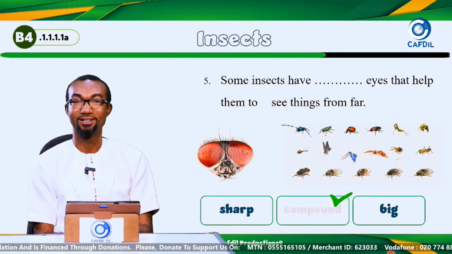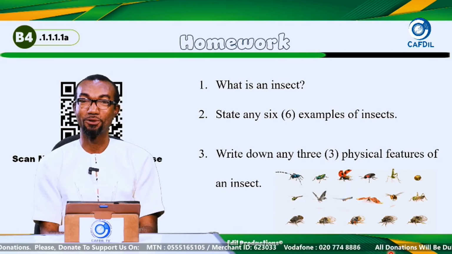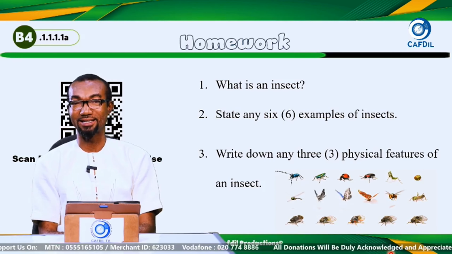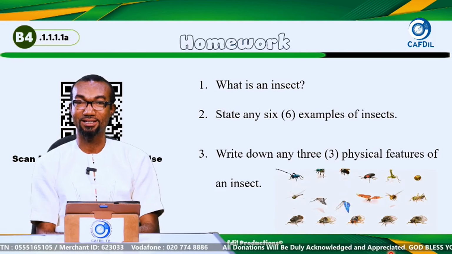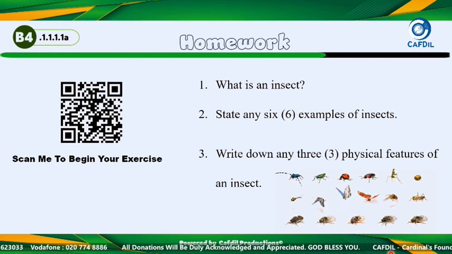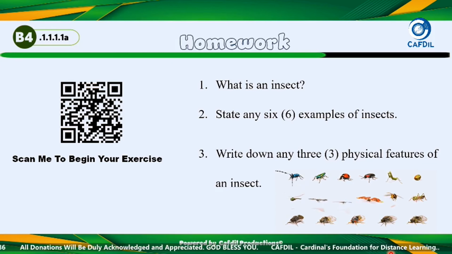Great. Now we have come to the end. And before we go, I will leave you with this homework. 1. What is an insect? 2. State any 6 examples of insects. And then 3. Write down any 3 physical features of insects.